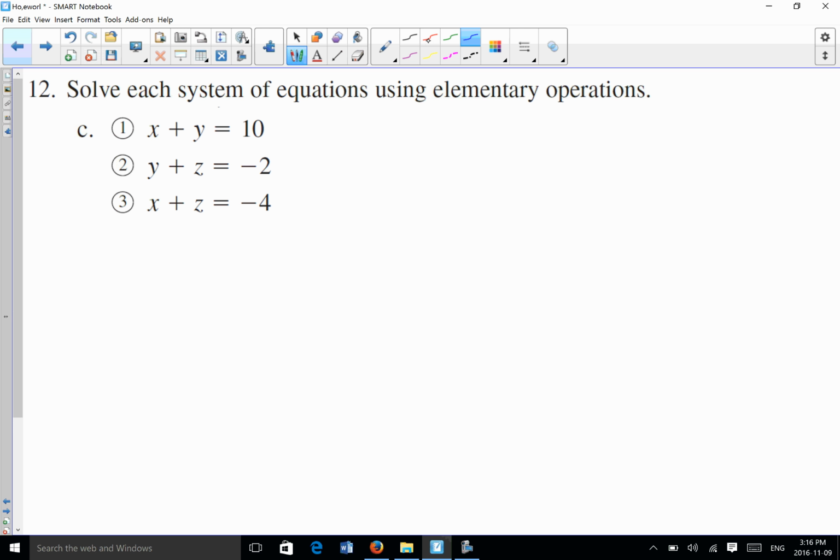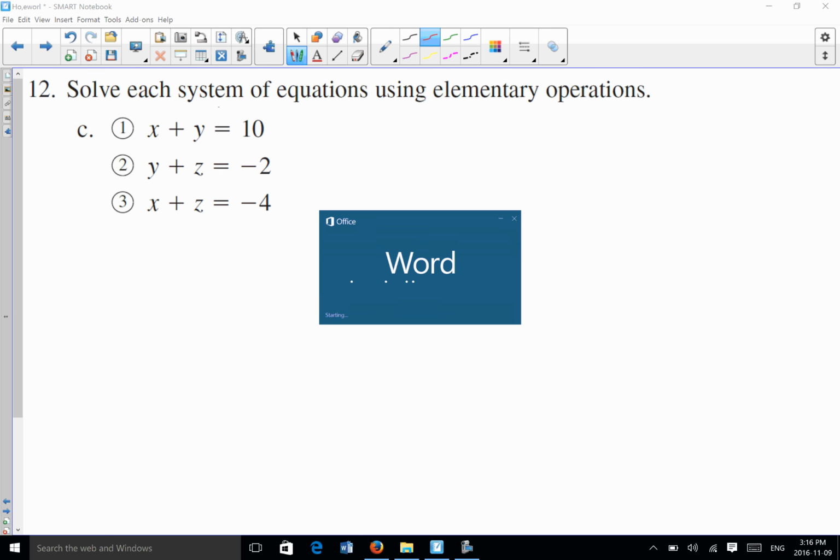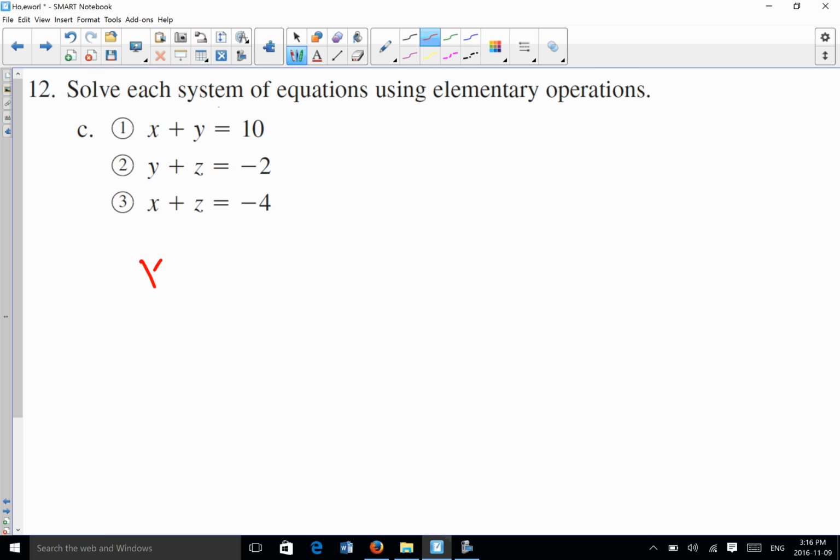So let's take the first equation and get one of the letters by itself. I'm going to get x by itself. So x equals 10 minus y. If there's something else I can get by itself, maybe the second one, I can get z by itself. z would be negative 2 plus y.